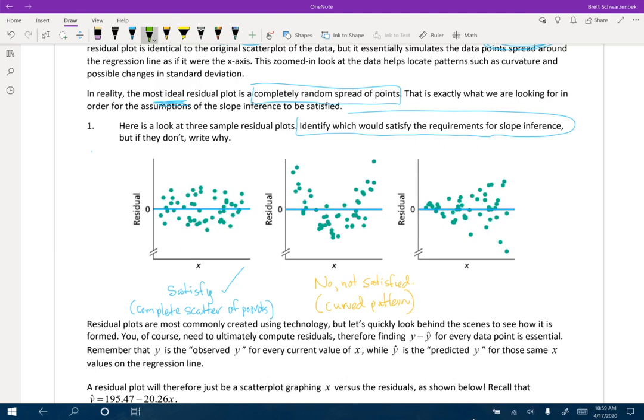One of them is here. This does look like a complete scatter of points, so normally that would be good. There is one issue though. We have to be careful when the spread of the points changes across the graph. If you look towards the early points of X, the spread of the points is very close to the line. But as you get farther and farther away from 0, the spread is going outwards, which means the standard deviation is increasing throughout the process.